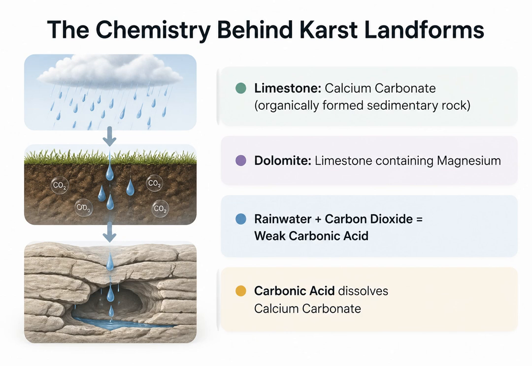As rain falls through the atmosphere, it picks up carbon dioxide. When it hits the ground and passes through the soil, it absorbs even more carbon dioxide, forming a weak carbonic acid. This acidic solution is what ultimately dissolves the calcium carbonate in the limestone, carving out the rock over time.